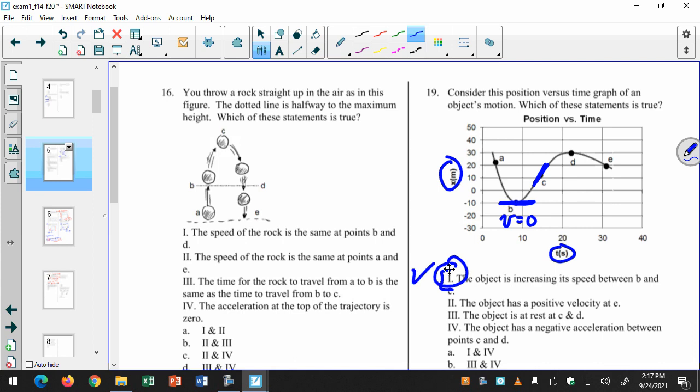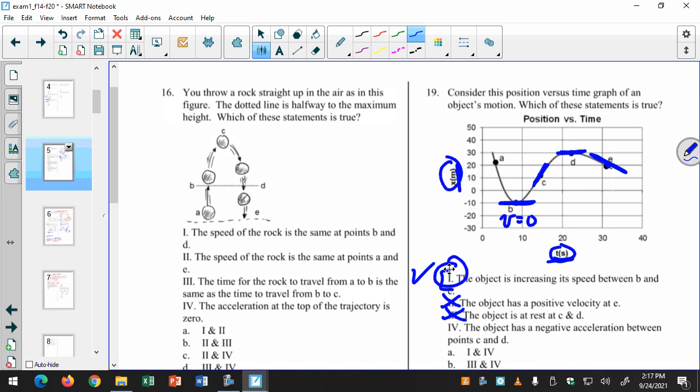The object has a positive velocity at E at this point. Is that true? Does it have a positive velocity right there? No. Because this is a position versus time graph, the slope is the velocity. It has a negative slope, so that statement is not true. The object is at rest at C and D. At D, it is at rest because the slope is 0, but at C, it's not at rest. It has a positive velocity. So that statement is wrong.